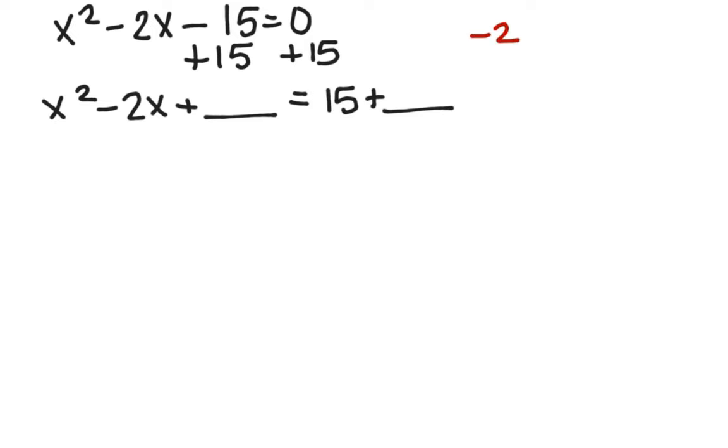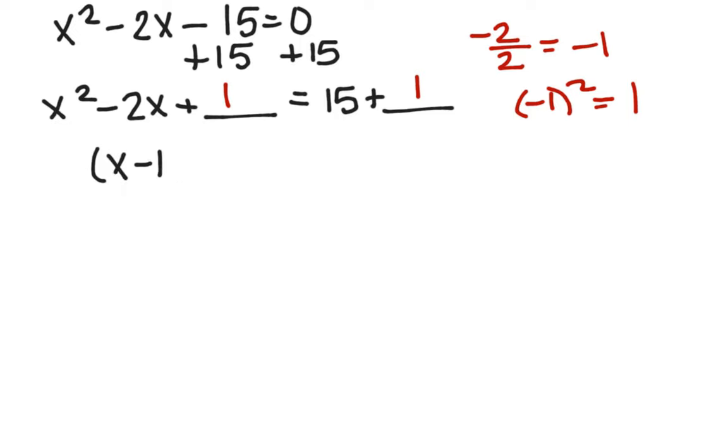Take the negative 2 in front of the x, divide by 2, that gives me negative 1. Square my negative 1, and remember, if you're doing this in the calculator, you do need parentheses around that negative 1, otherwise the calculator thinks you are taking 1, squaring it, and making it negative. When we square that, we get 1 to add to each side. And so I can now factor the left side into x minus 1, the quantity squared. The total on the right side is 16.